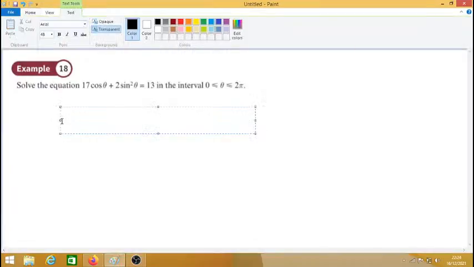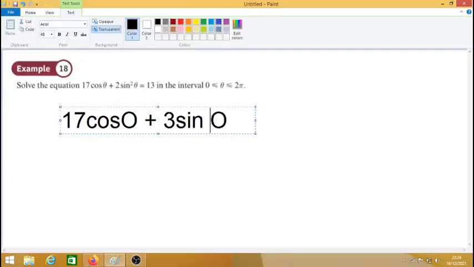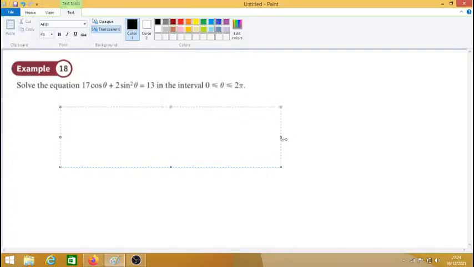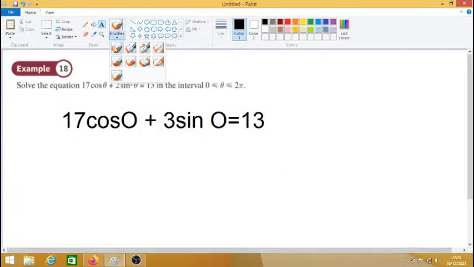Let's rewrite the equation. There is a slight mistake in the textbook, but let's fix that. So it's not 2 sine squared theta, it's supposed to be 3 sine squared theta is equal to 13. Let's put in the theta and the squares.